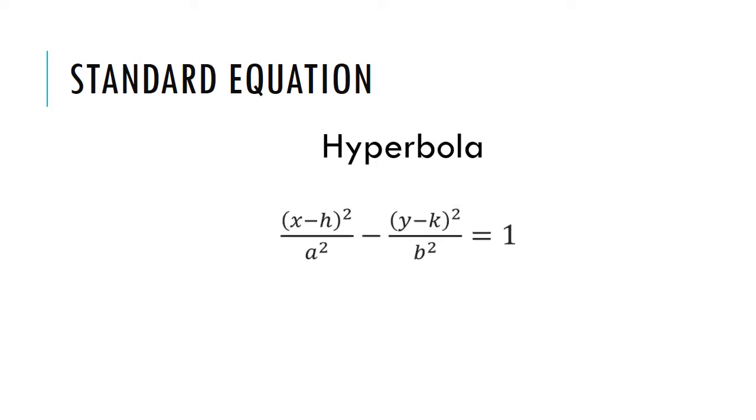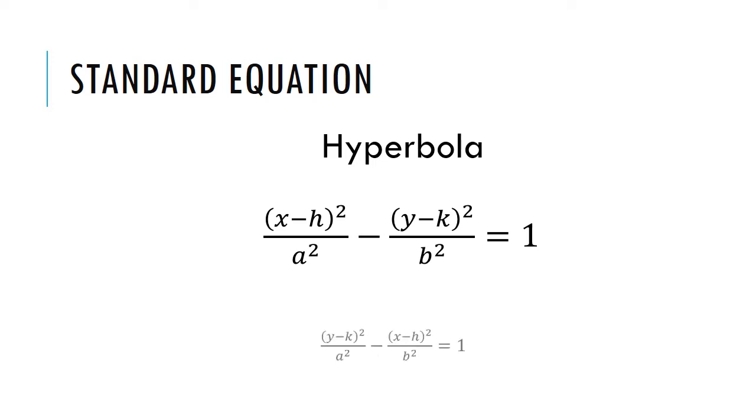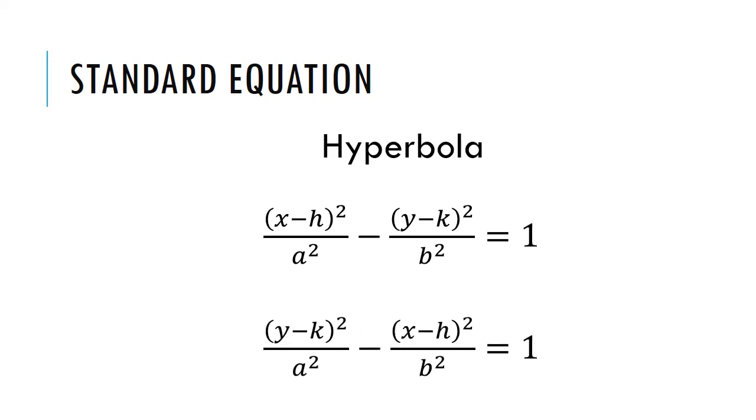For a hyperbola, the standard equation is the quantity x minus h squared all over a squared minus the quantity y minus k squared all over b squared equals 1, or the quantity y minus k squared all over a squared minus the quantity x minus h squared all over b squared equals 1. So those are the standard equations specific to each type of conic section.